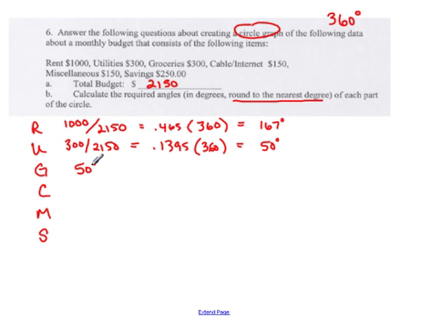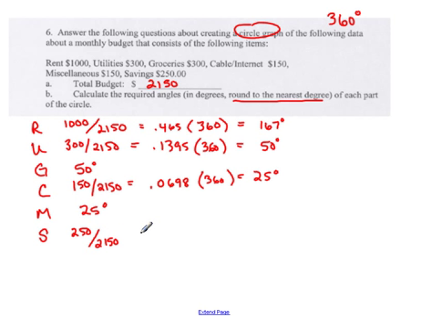Cable is half that, so it should come out to be 25, but let's check. 150 divided by 2150 gives you the decimal 0.0698, multiplied by 360 and rounded, it is indeed 25 degrees. Miscellaneous is also 150, so that would also be 25 degrees. And then 250 for savings. I'm dividing, pardon me, and I get a decimal of 0.116. Now multiply by 360 and round to get 42 degrees.